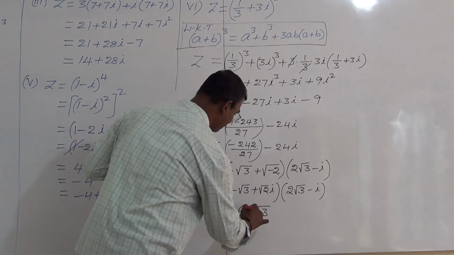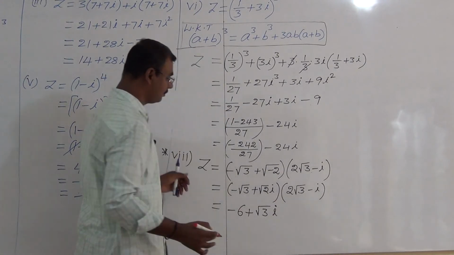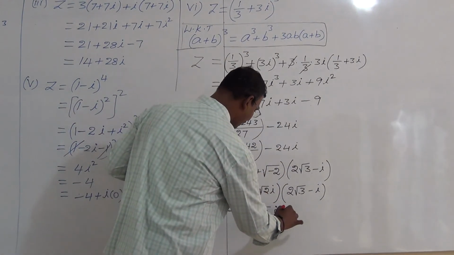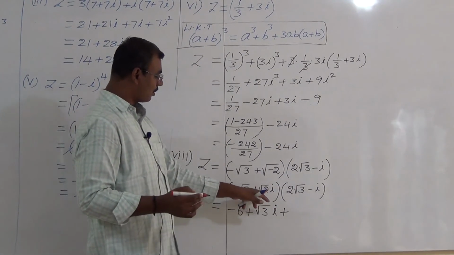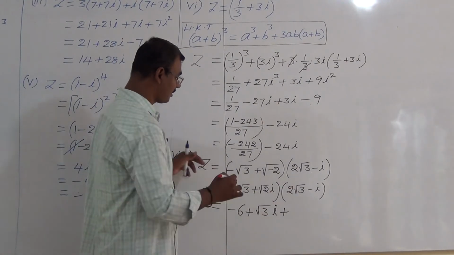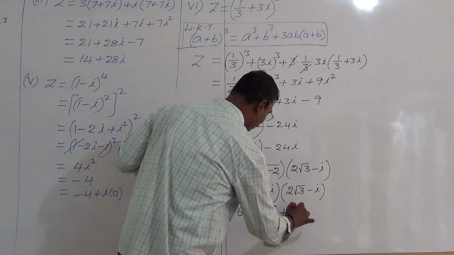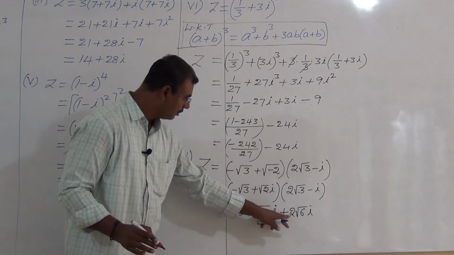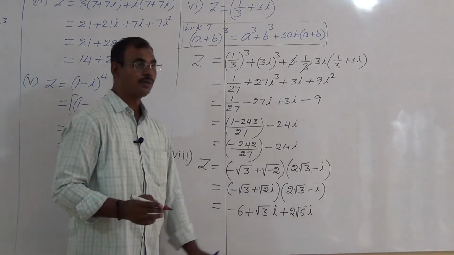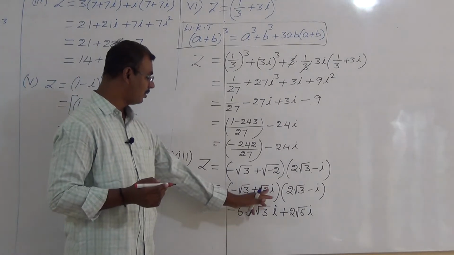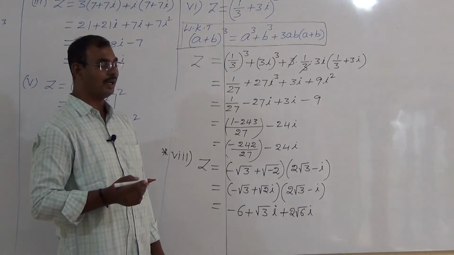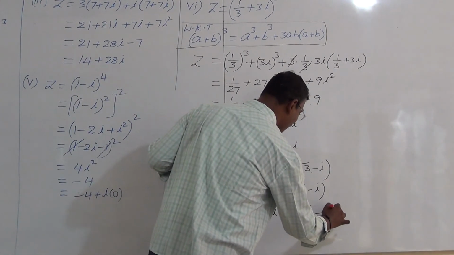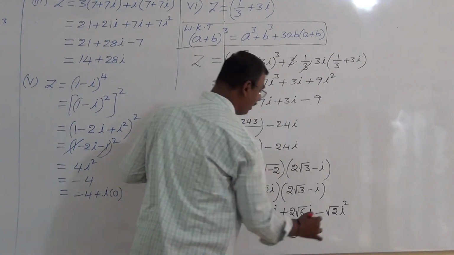Minus into minus plus root 3 iota. Next with root 2 iota multiplying, plus root 2 into root 3. So root 6. That value is 2 root 6 iota. Understood this one? So root a into root b, we know that is the square root of ab. Square root of 2 into square root of 3, square root of 6 iota. Minus square root of 2 into iota square.